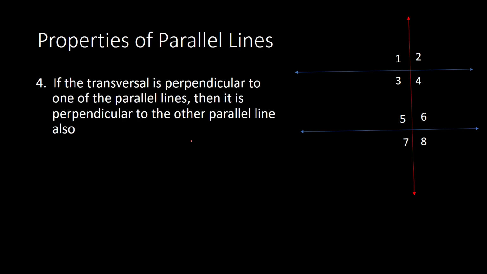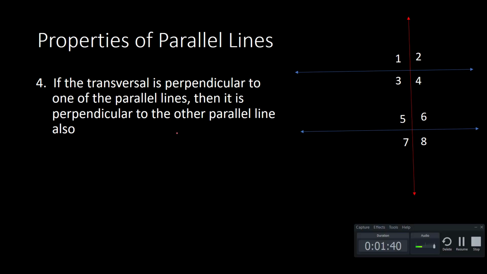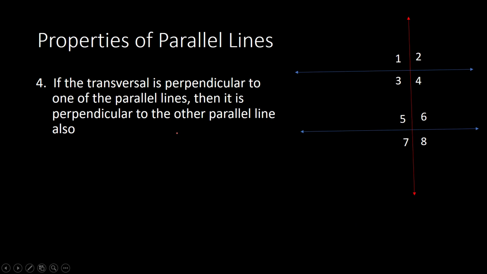The fourth property says that if the transversal is perpendicular to one of the parallel lines, then it is perpendicular to the other parallel line also. So what this would mean is that if this red transversal is perpendicular to this top blue line, meaning it creates a 90-degree angle up here, then if that is true, and the two blue lines are parallel, then we also know that angle 5, or these lines down here, are also perpendicular.